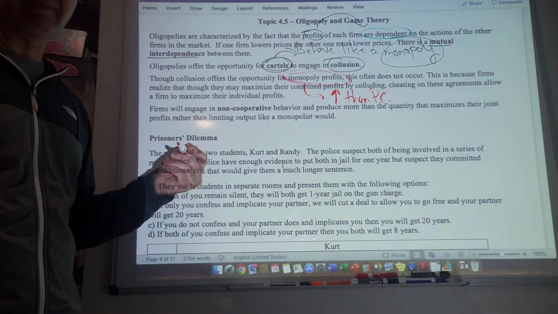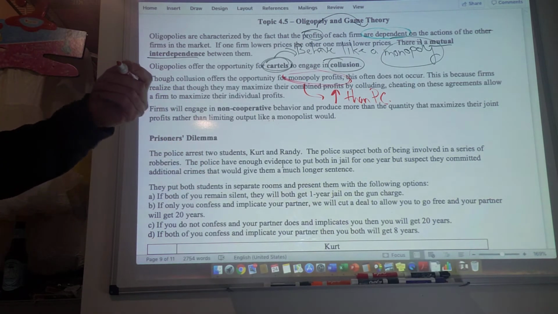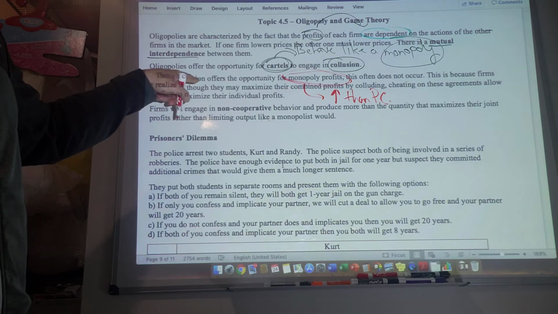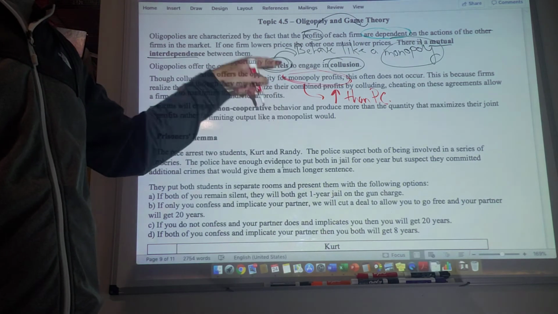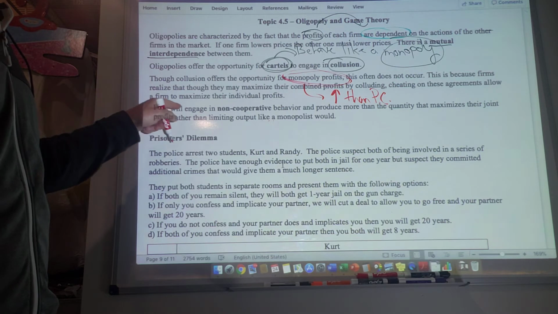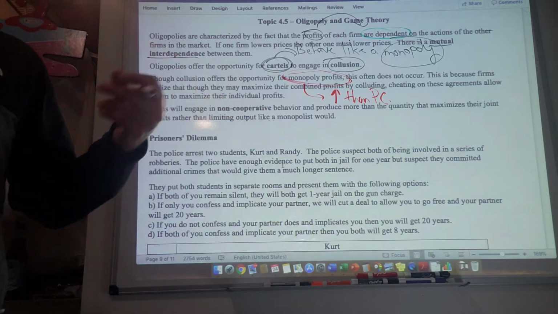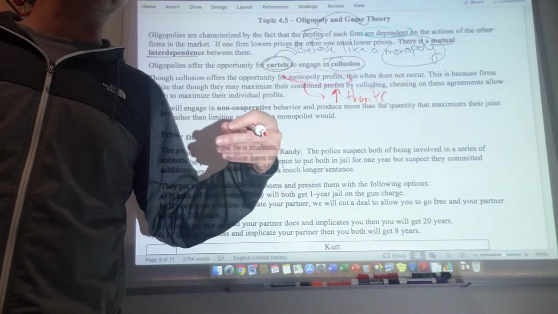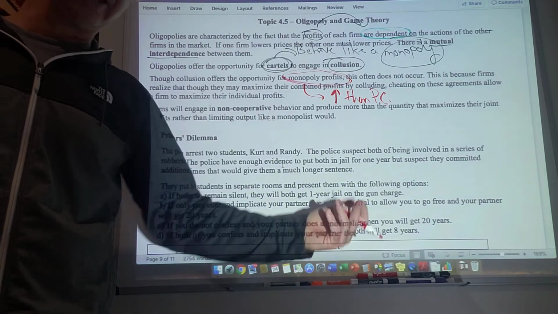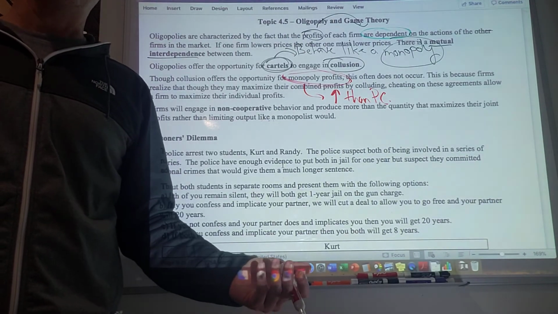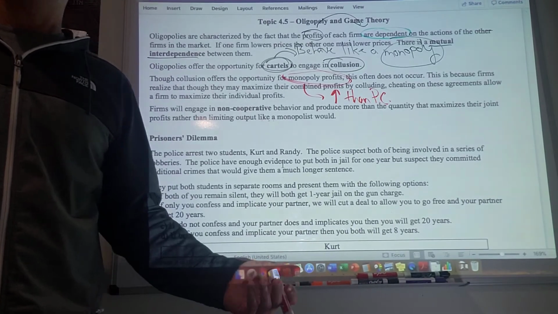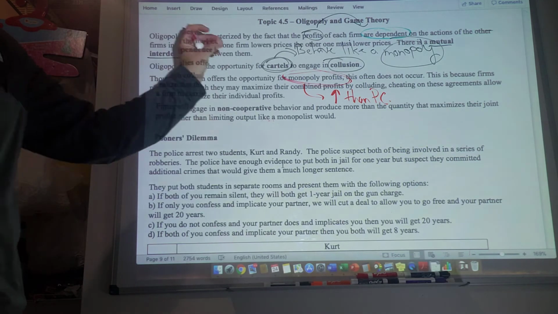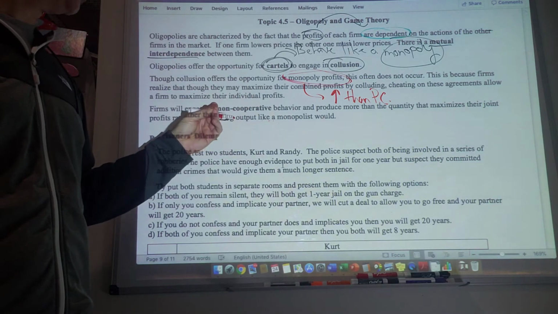We'll get into examples tomorrow, but we'll look at a very specific example that demonstrates this next part where it says, this is because firms realize that they'll maximize their combined profits by colluding. Cheating allows them to maximize their individual profits. In other words, if we collude, we both might earn $100 of profit. But if I cheat, and we were all supposed to charge a high price and I undercut you and sell at a low price, going back on our agreement, more people are going to buy my product. Therefore, it's actually better for me to pretend like I'm going to collude with you, but then go ahead and cheat on the agreement.